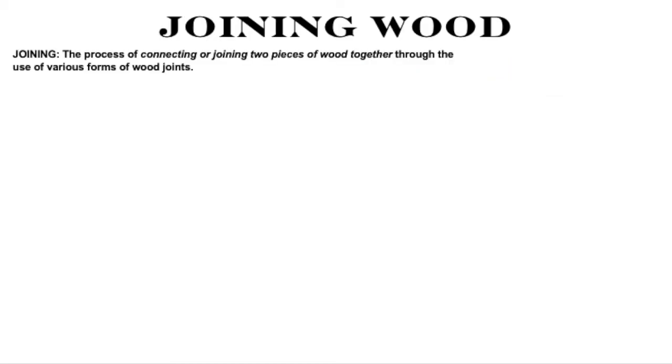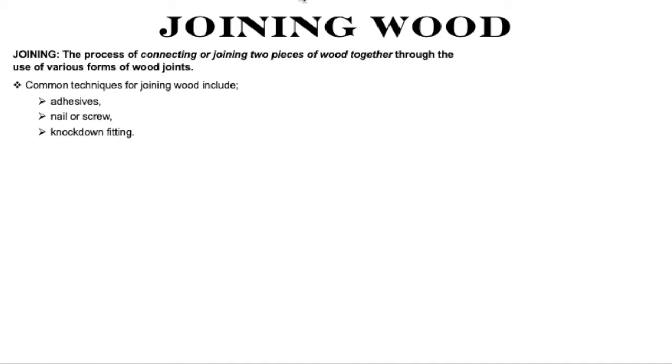First, defining the word joining as the process of connecting or joining two pieces of wood together through the use of various forms of wood joints. The common joints that are usually used, we're talking about wood here, would be the adhesives. It will be the nails or screws or knockdown fittings.